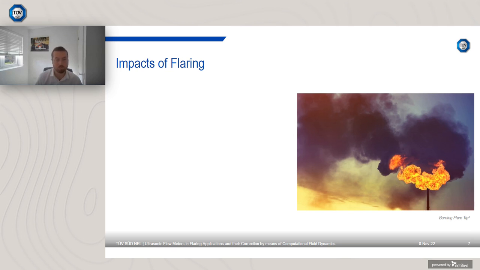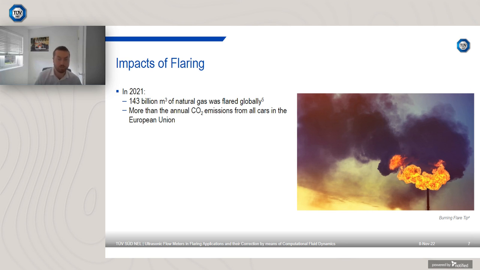And this is important because in 2021, 143 billion metres cubed of natural gas was flared globally. And the CO2 equivalent of this is actually more than the total CO2 released from cars in Europe.